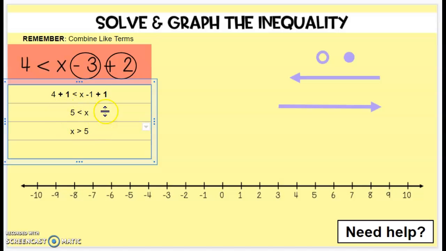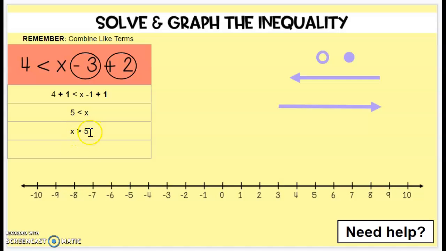So what I did was I just flipped the whole thing. So now my variable's on my left side. I like that better. You don't have to do this step. It just makes me be able to graph things a little easier, and I'll explain why.